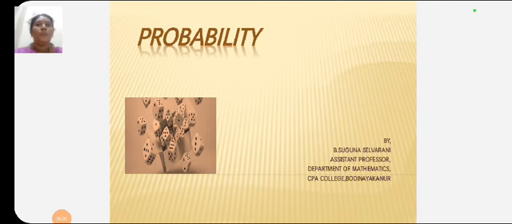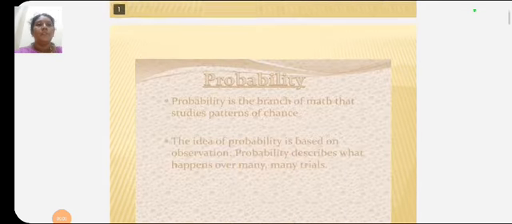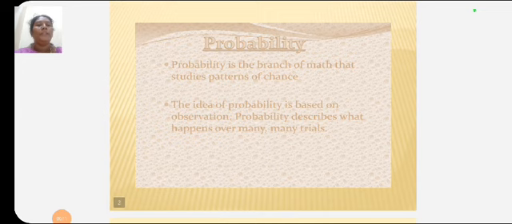Today we can see about probabilities. So probability is a branch of maths that studies the patterns of chances. The idea of probability is based on observation. Probability describes what happens over many and many trials.